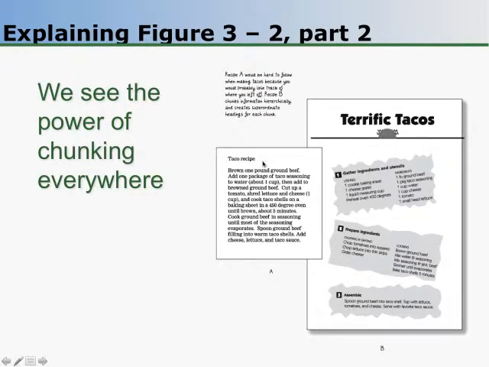Let's look at some examples of chunking. We see the power of chunking everywhere. If you look at this wall of words right here, it's a taco recipe. It is not chunked. There's about 100 bits of information there in the form of words. In order to make that taco recipe easier for a person to process, it helps to chunk it. And what you'll see here is that that recipe has been divided into 3 chunks. And you'll also notice that each chunk is often divided into chunks.